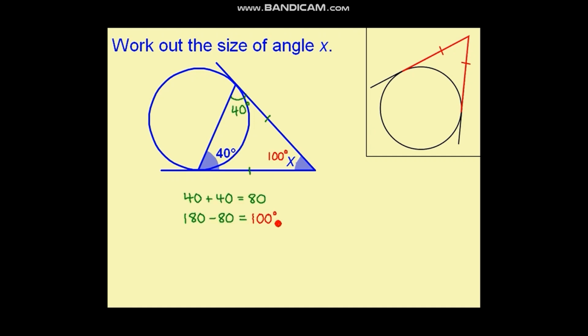Here's the answer. You should have spotted that because the tangents are equal in length, we have an isosceles triangle, so this angle here is 40. We then know that the angles in a triangle must add up to 180, and this gives us the 100 degrees.